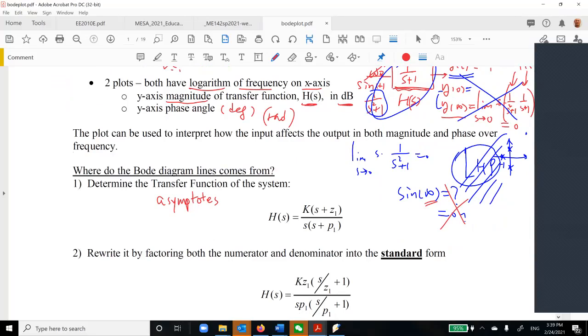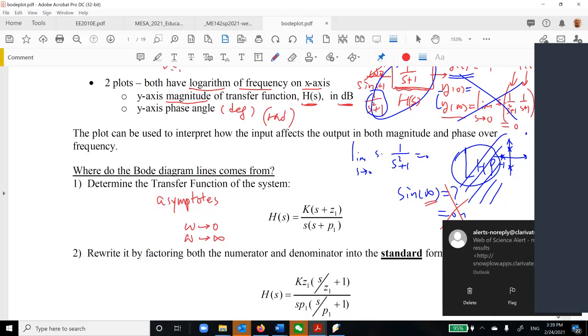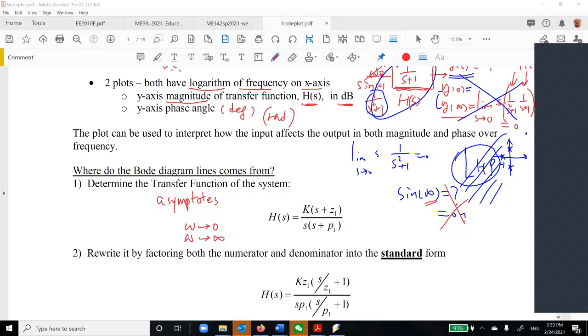Asymptotic is because here we put omega. So when omega goes to 0, when omega goes to infinity. When the frequency is very, very low or very, very high, how it changes asymptotically in a limited sense. So we want to draw that.